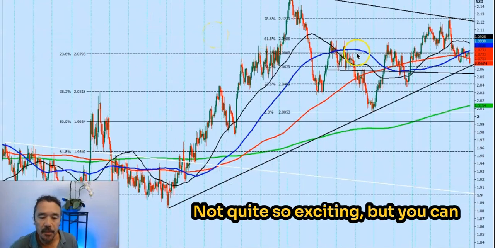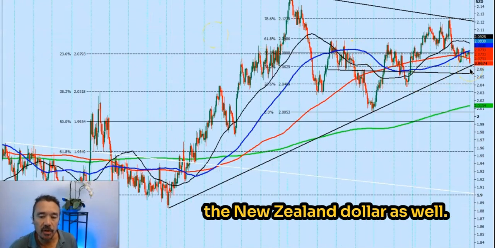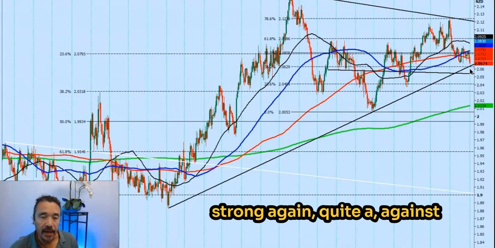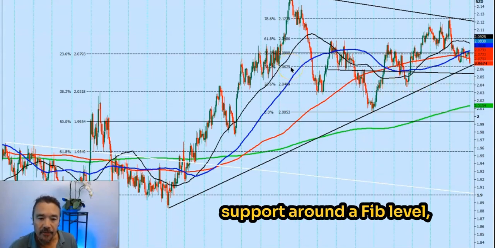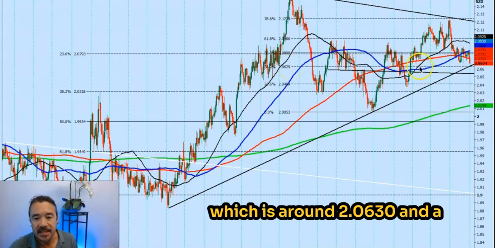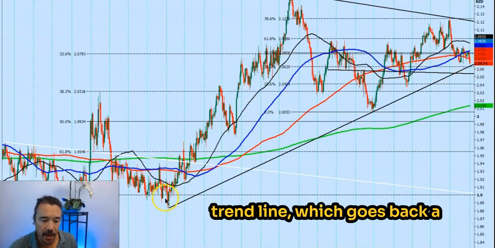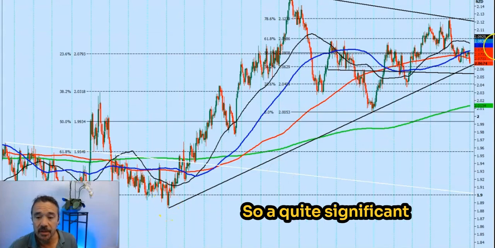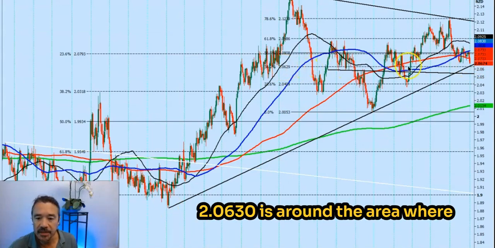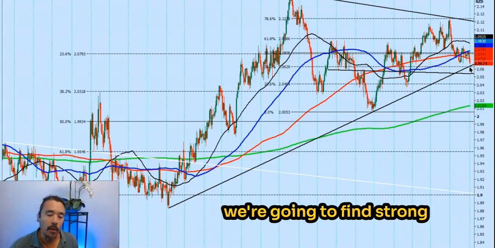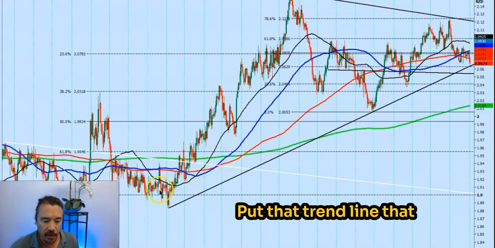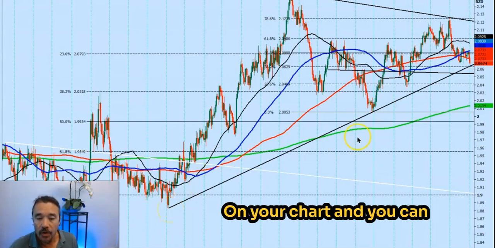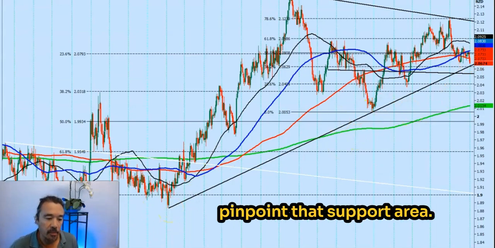Not quite so exciting, but you can see the pound is losing ground to the New Zealand dollar as well. New Zealand dollar has been strong against quite a few currencies, and we're about to test some support around a fib level, which is around 206.30, and a trend line which goes back a year and 3 months actually. So I think quite a significant period of time. So again, you want to have a look at that. 206.30 is around the area where we're going to find strong support for the pound versus the New Zealand dollar. Put that trend line that goes back to February 23 on your chart and you can pinpoint that support area.